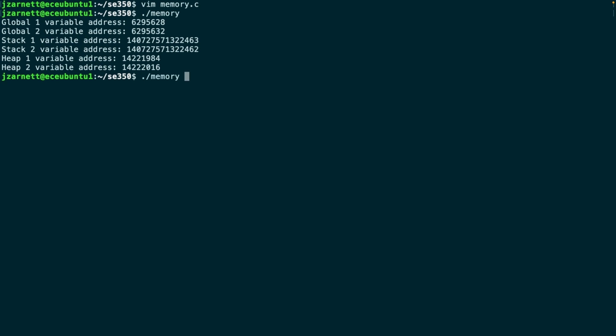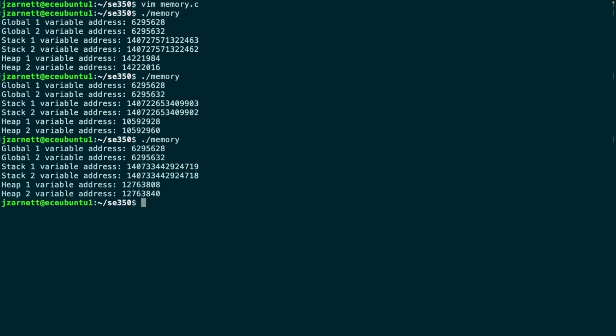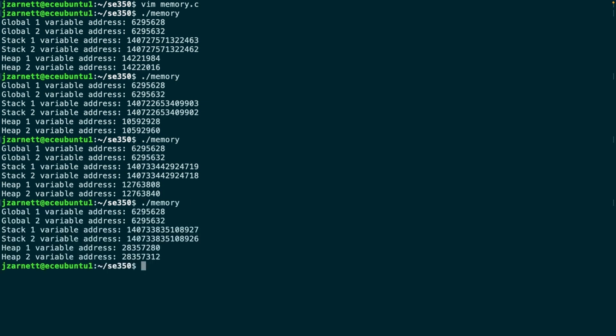Another thing we'll also notice, if we run the program again, we don't get the same results, right? The offsets for some of these things may be different, and the global variables don't seem to move, but the stack and the heap variables do move from execution to execution. And some of that is intentional as a security measure, making it hard to guess addresses.